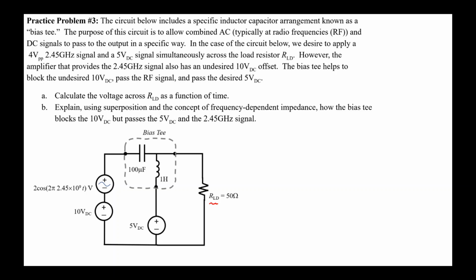However, the amplifier that provides the 2.45 GHz signal also has an undesired 10 volts DC offset. We can see that from the series voltage sources here.